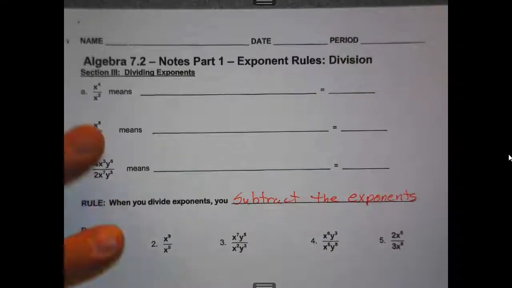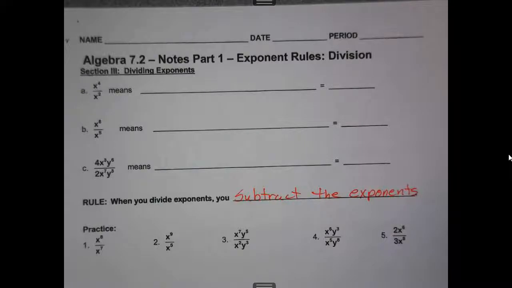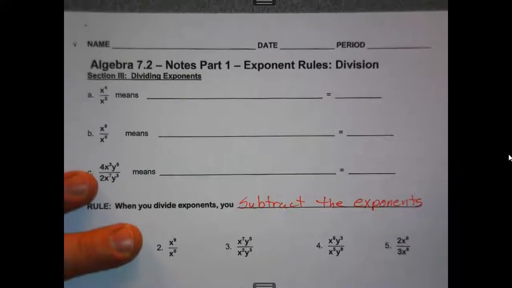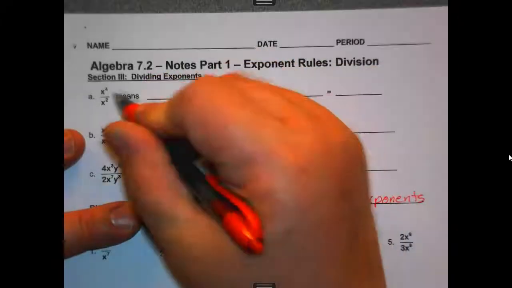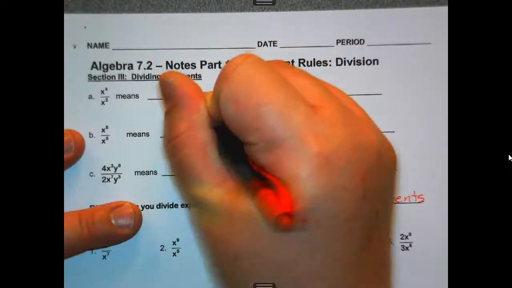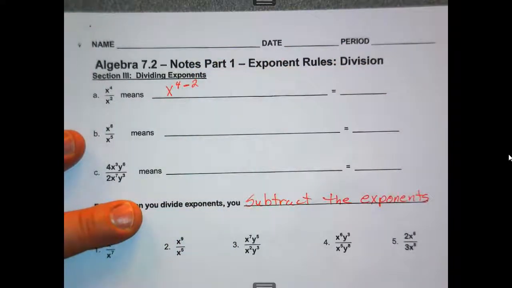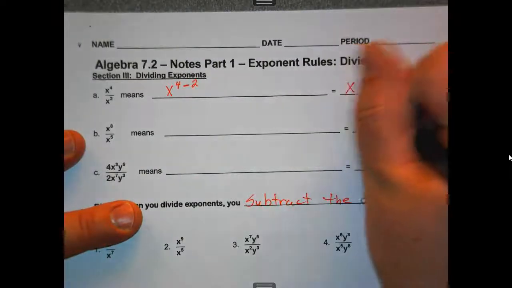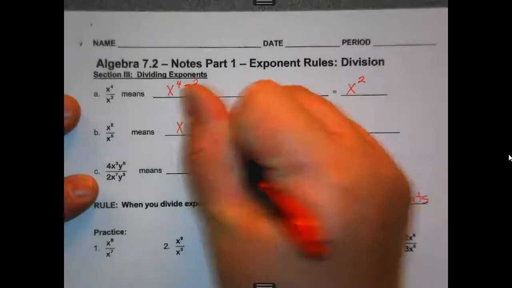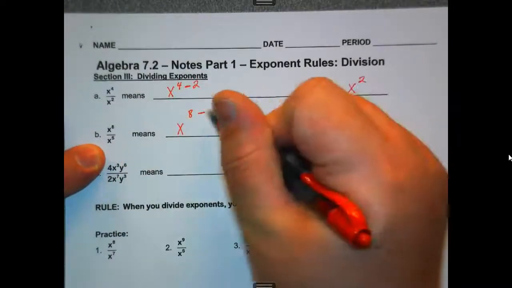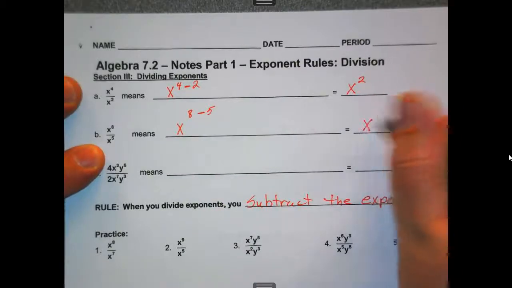Okay, so I'm not going to write all this out again because nobody does that anymore, nor did they ever do it. What this really means, following the property rules of what we do today, is we're going to take x to the fourth minus the 2 from x squared. And you get 4 minus 2 is 2. X to the eighth, we're going to minus the 5, so we get x cubed.